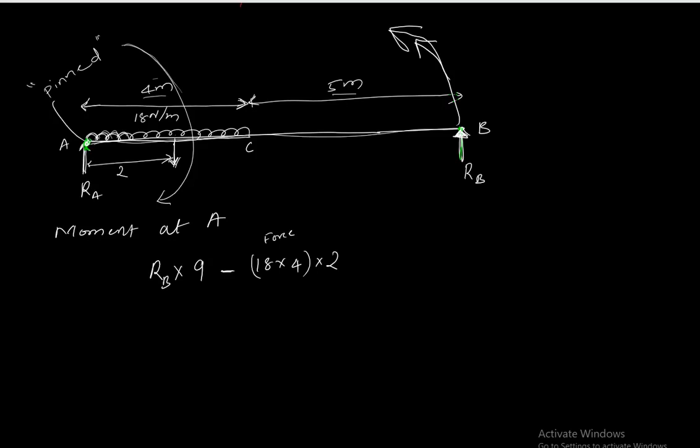Okay, so I'm going to erase this. The sum of all the moments is equal to 0. From this we get RB as what? 16 newtons. So I'm going to put 16 here. RB is 16.